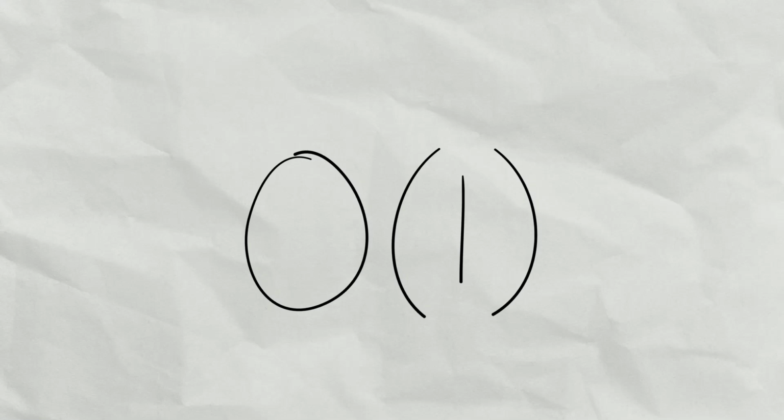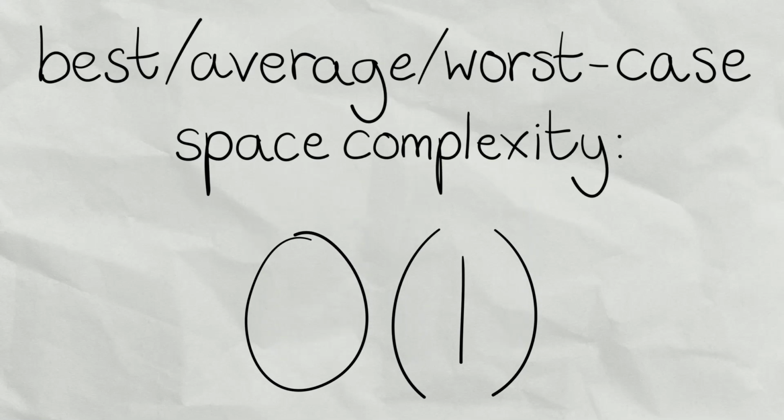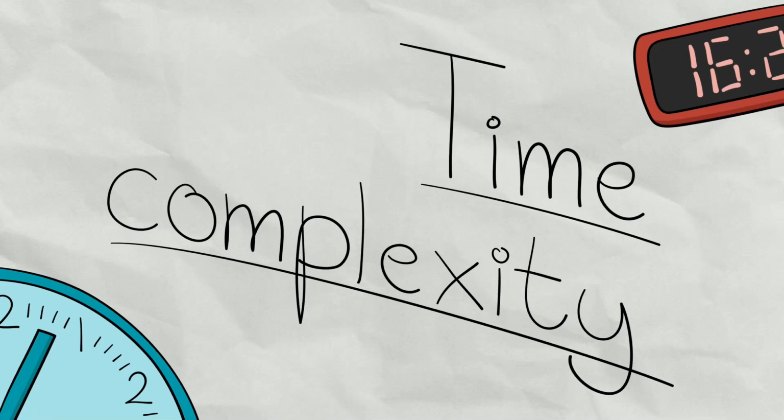This means the space complexity is O of 1, no matter if it's best case, worst case, or average case. This means the bubble sort has great space efficiency. This is basically as good as it gets. Let's now look at the time complexity.